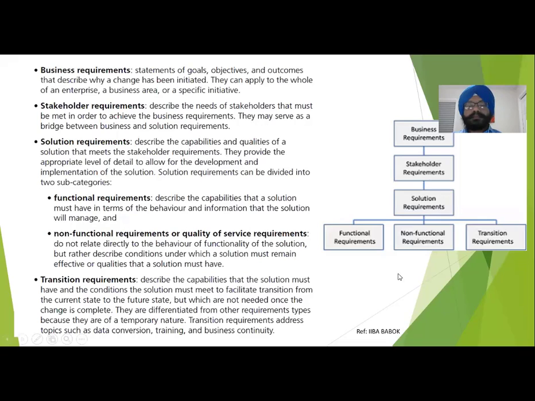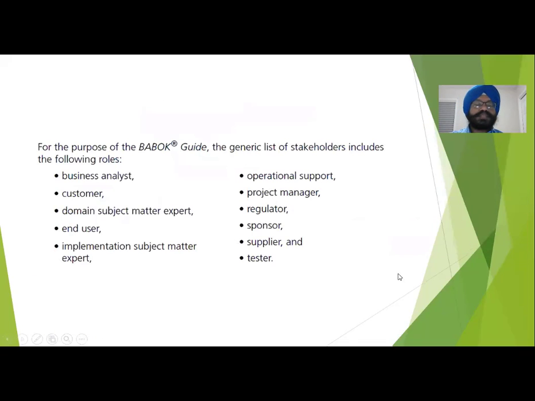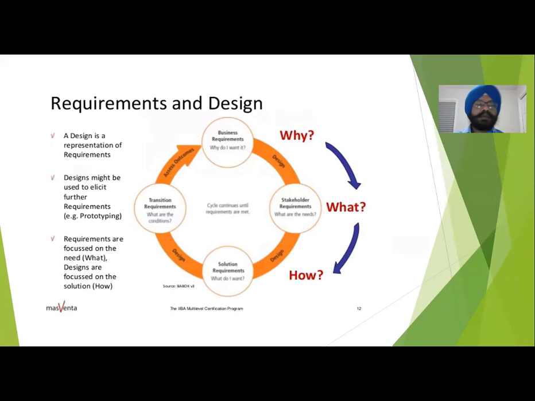Then this we already talked about, the generic list of stakeholders. Coming to this, just touching upon the requirements and design component, what exactly it is. And the whole point is, instead of getting into details of this, the point here is that this is an iterative process. So first of all, the business analyst is going to identify business requirements to understand why exactly we want it.